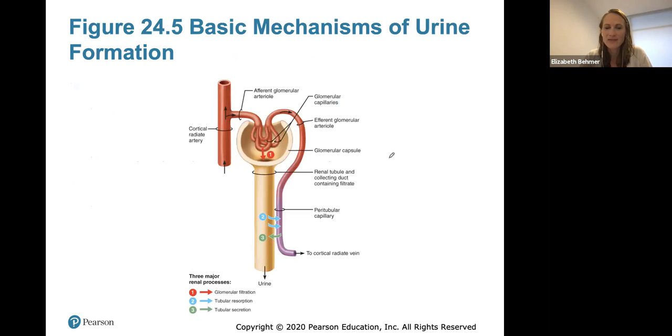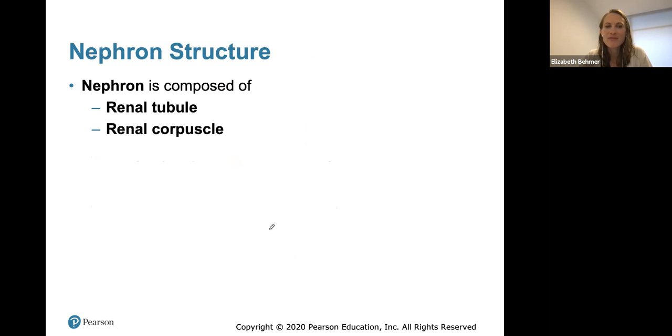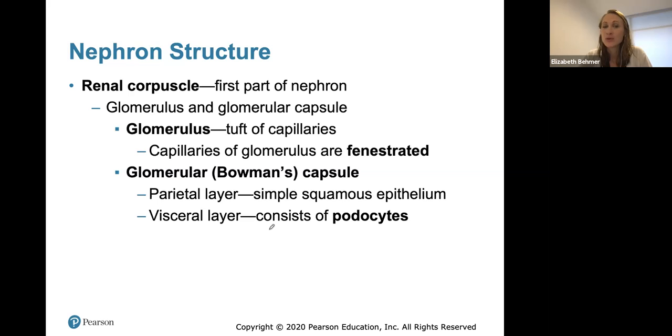So here we have kind of an idea of glomerular filtration occurs in the glomerular capillaries, and then tubular reabsorption and secretion occurs throughout the peritubular capillaries. The nephron then is composed of the renal tubule and the renal corpuscle. The renal corpuscle is the first part of the nephron. It's made of the glomerulus and the glomerular capsule.